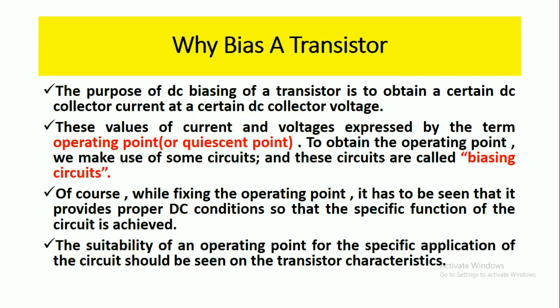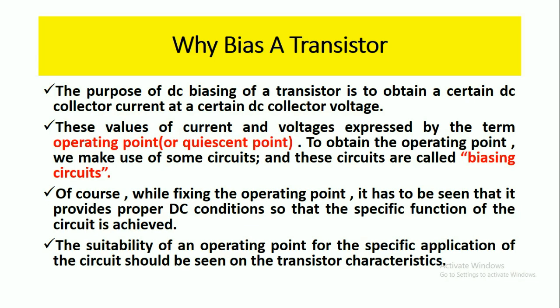The suitability of an operating point for the specific application of the circuit should be seen on the transistor characteristics. So biasing of a transistor is simply to obtain a certain DC collector voltage and DC collector current. These values of current and voltage are expressed in terms of the operating point, nothing but the quiescent point. To obtain this operating point, we have to use some circuits, and those circuits are called biasing circuits.